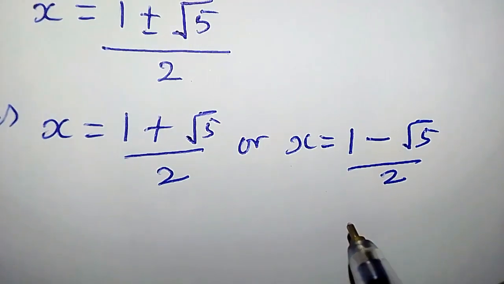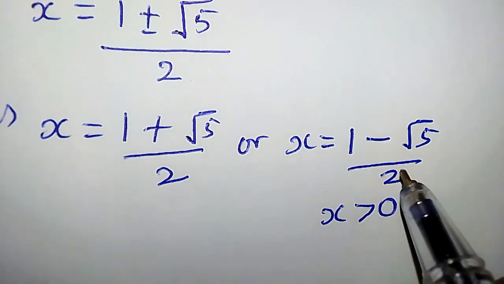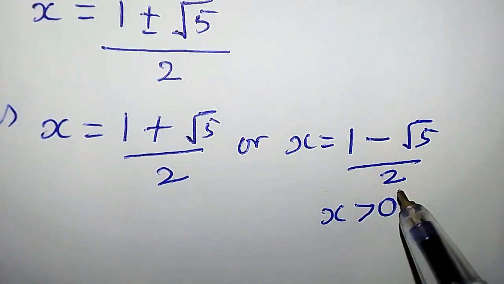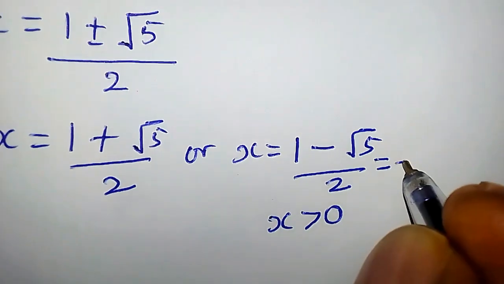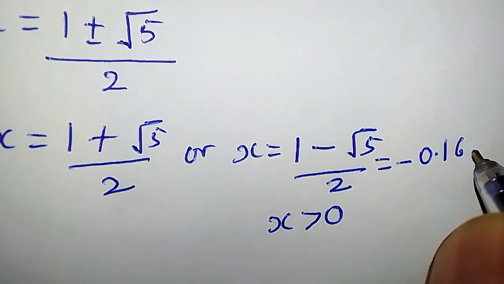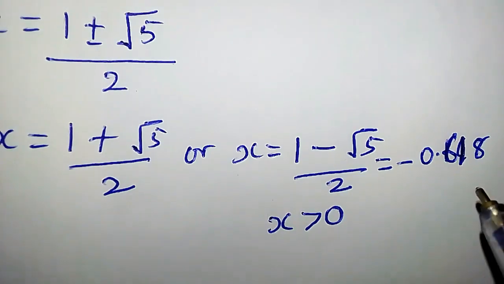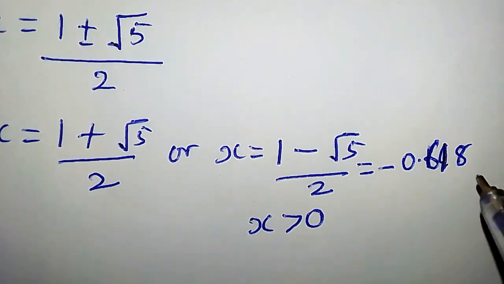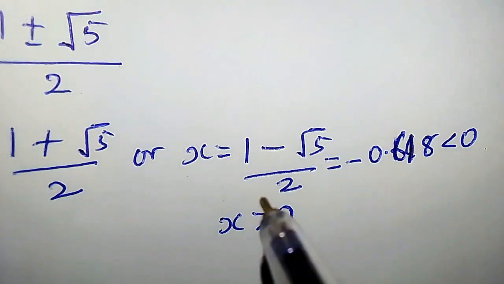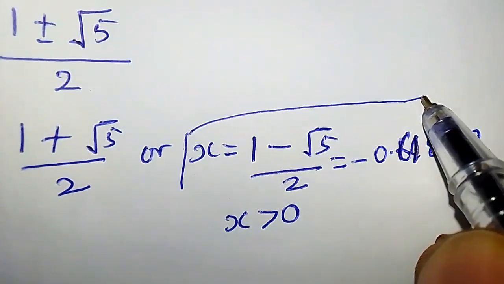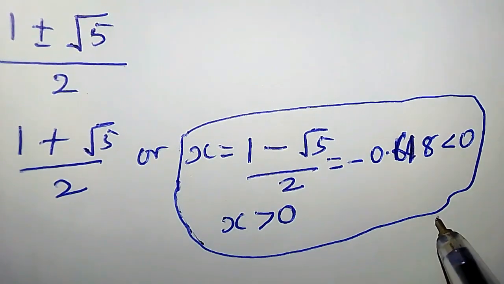But we already know that our x has to be greater than 0. If you plug this value, 1 minus square root of 5 over 2, into your calculator, you will get something like minus 0.618. And this is what? Less than 0. That means we have to ignore this value, x equals 1 minus square root of 5 over 2. So we have to ignore it.